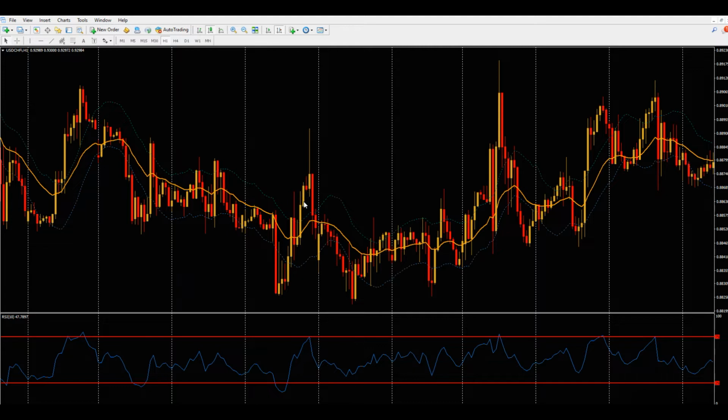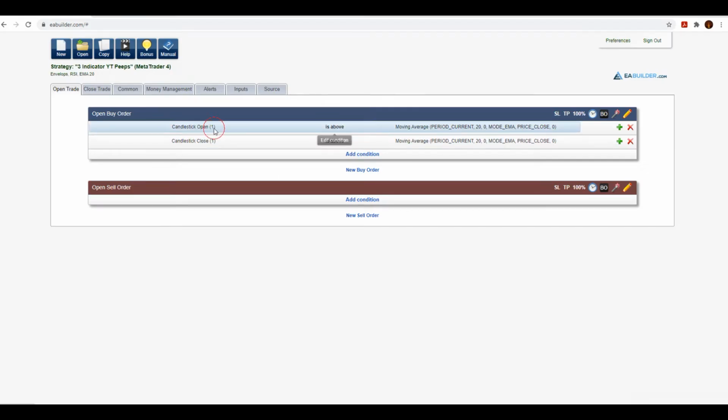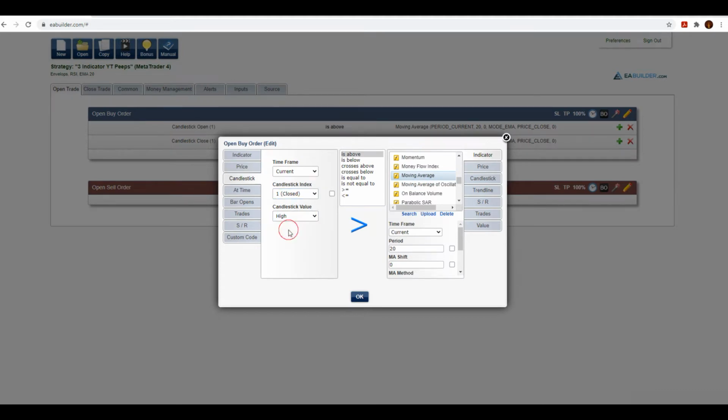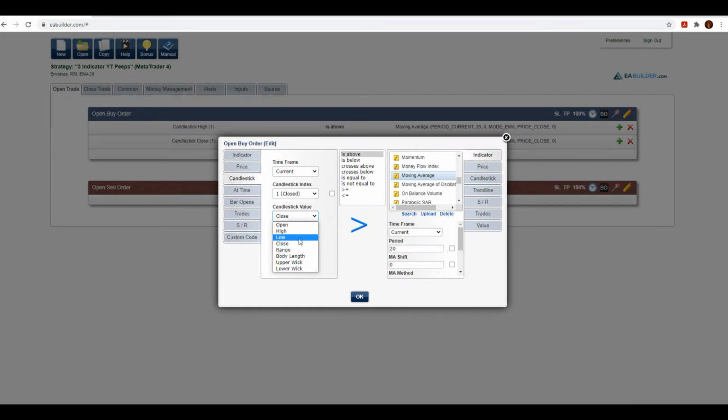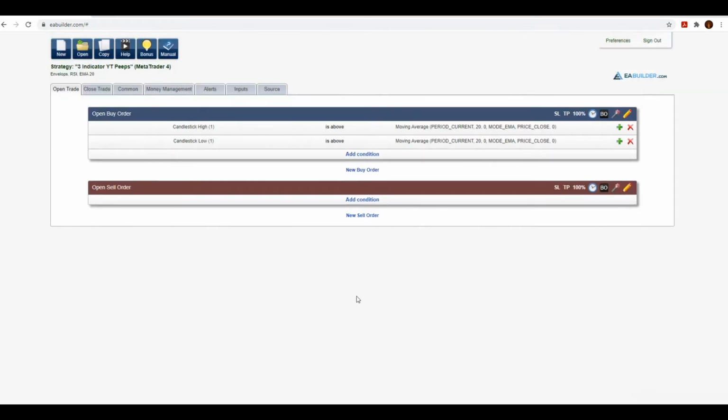So let's change that. So instead of the open and the close, let's say for this candle right here, the open and close is fine. But what if this had a wick that comes way down here? All right, we want everything, including the wick, to be above. So let's go back over and edit this to say not just the candlestick open, but the candlestick high and the candlestick low. We want both of those to be above the 20 period EMA.